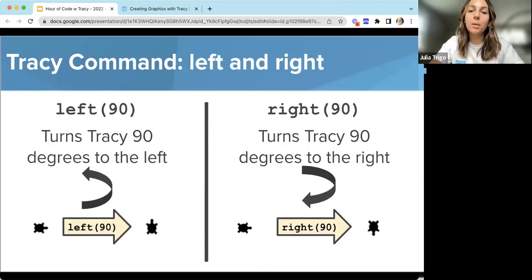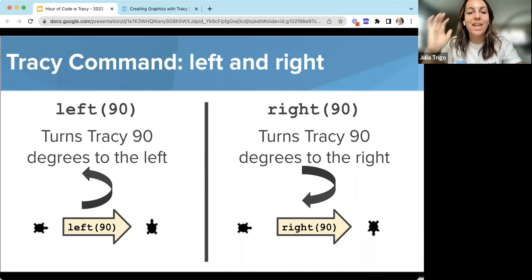We have also some commands to turn her, because if we only have forward, we could never be able to go up or down. In order to move her up or down, we first have to turn her. So we can use left or right. If we use left with a 90 in the parentheses, she will turn. So if she's initially facing right and we give her left 90, she will end facing up. And if we use right 90, she will end facing down. So we can use any of these.